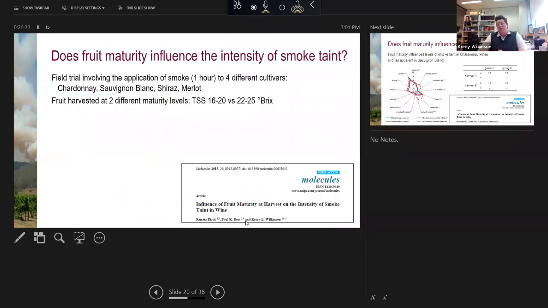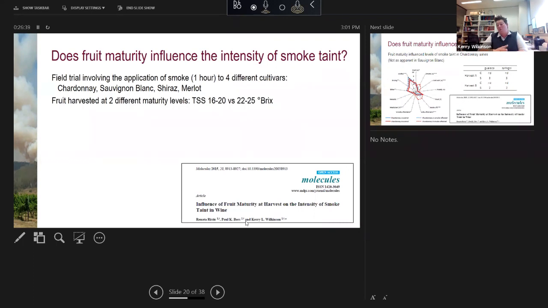So some of the work that we've been looking at since is trying to understand what are some of the factors that influence the intensity of smoke taint in finished wines, and also what can we do either in the vineyard or in the winery or post-production to try to mitigate the levels of smoke taint.